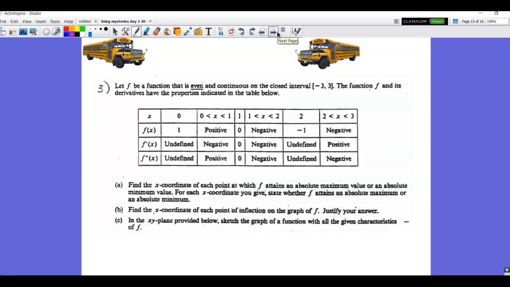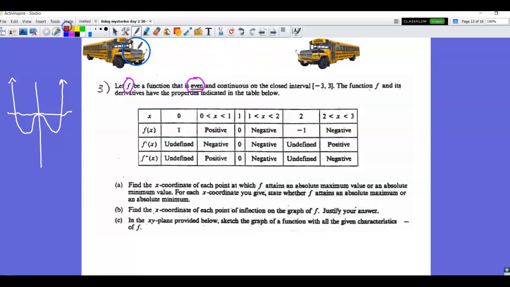All right, for problem number 3, let f be a function that is even. That is the most important word of the given information because an even function, as you will recall, means that you have a graph that is symmetric about the y-axis. So I'm going to draw a graph that is symmetric. That means it reflects or folds over the y-axis.